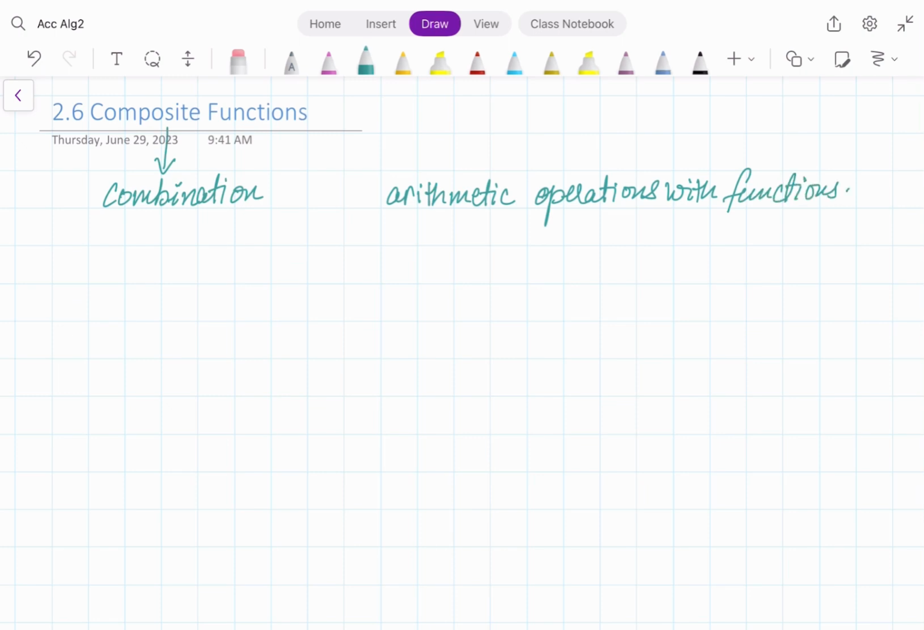As I said, we are talking about more than one function, right? So let's take an example of two functions. We have f of x and g of x. With these functions, let's understand the arithmetic operations one by one.